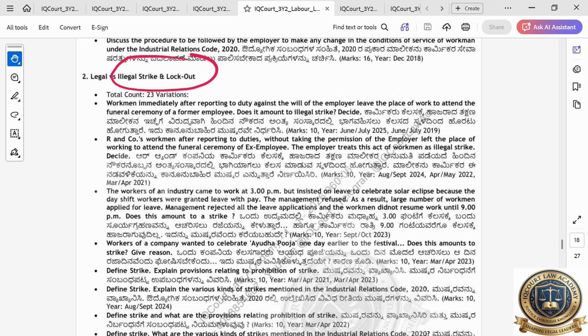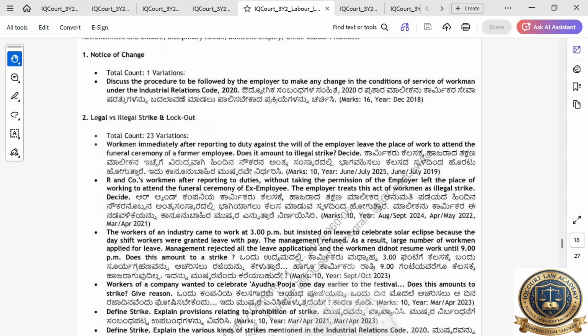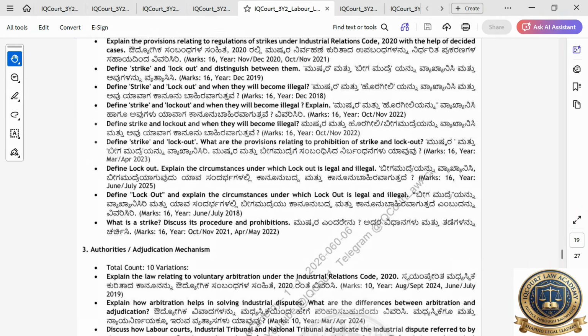Strike and lockout, both are important. Okay, both are important questions. They may ask for the problem also, they may ask for the theory also. So in both cases, very, very important. See, it came almost 23 times. 23 times. Very, very important. Define strike and lockout.